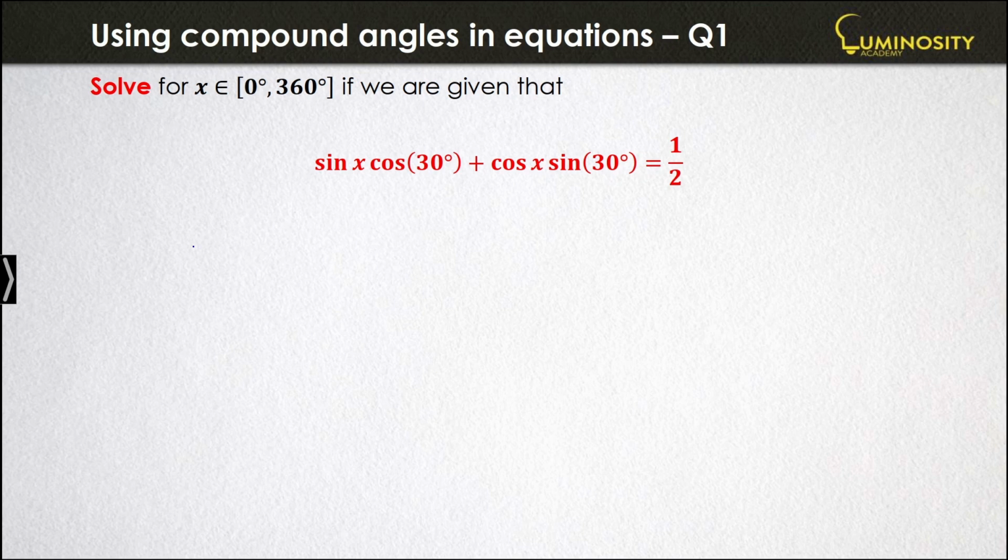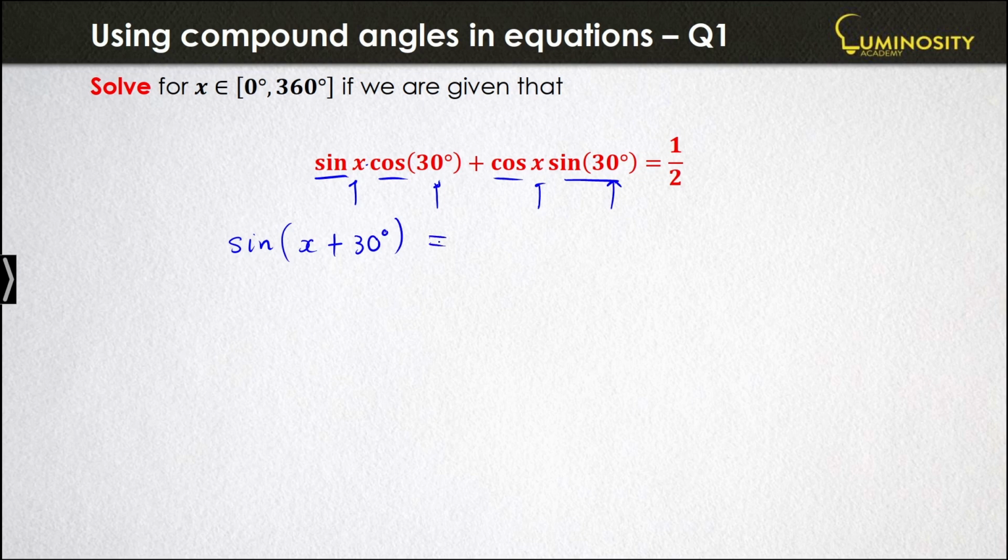So when I solve for x in the interval 0 degrees to 360 degrees, if we are given that sine x times cos of 30 degrees plus cos x times sine 30 degrees equals a half. Now, the structure of this equation looks very familiar. We have sine and cos of those two angles, x degrees and 30 degrees. So this brings to mind that this is sine of x, and because of the sign in the middle, it stays the same, plus 30 degrees.